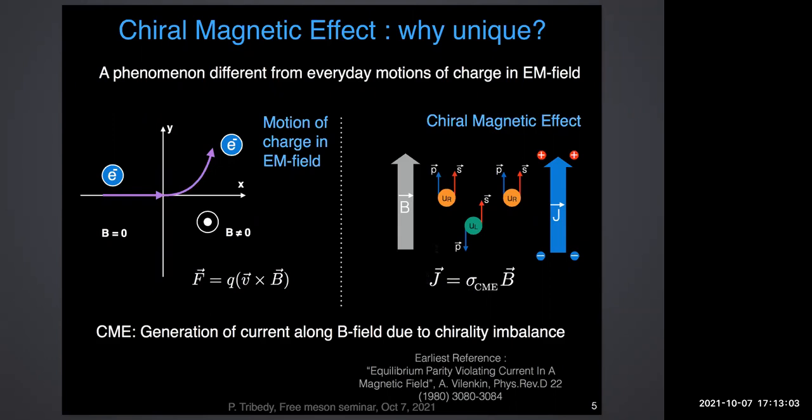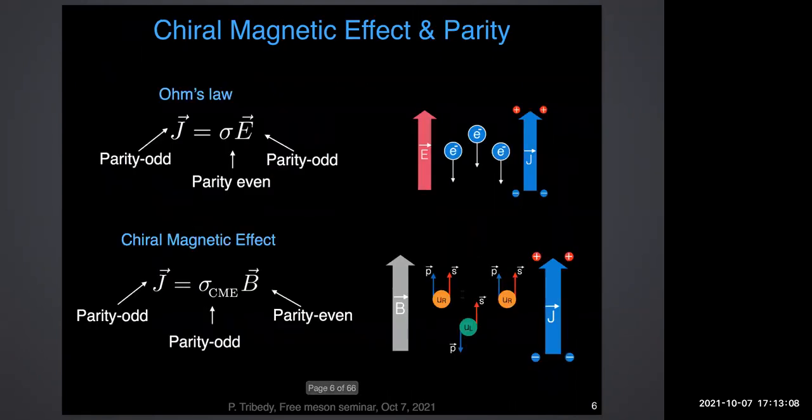But you notice something odd and interesting in this equation, which is what I'm going to tell you. Think of this in the context of parity. Think of Ohm's law, which tells you the vector current is along the electric field. So you have a current, you have an electric field, and then you have the usual Ohmic conductivity. You have a quantity that is parity odd here, and this is parity even. Nothing funny going on here.